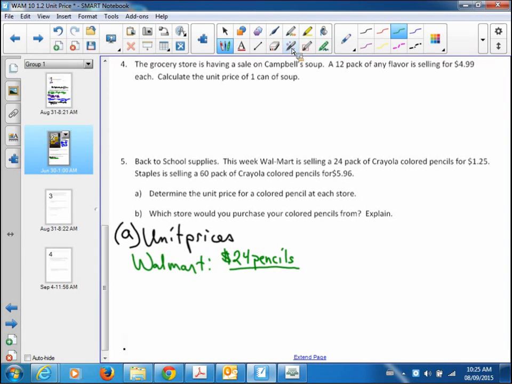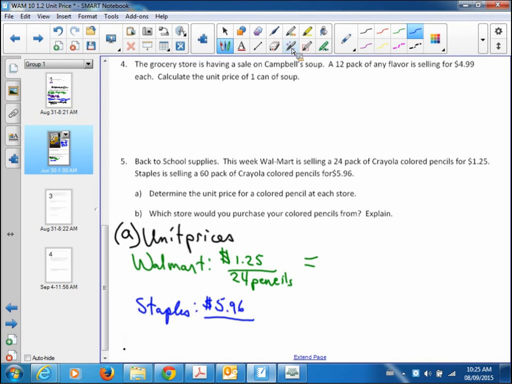$24 colored pencils for, oh, what did I do here? Sorry, I'm talking at the same time I put $1. $1.25 for 24 pencils. So that's a matter of using your calculator. Staples. $5.96. For 60.